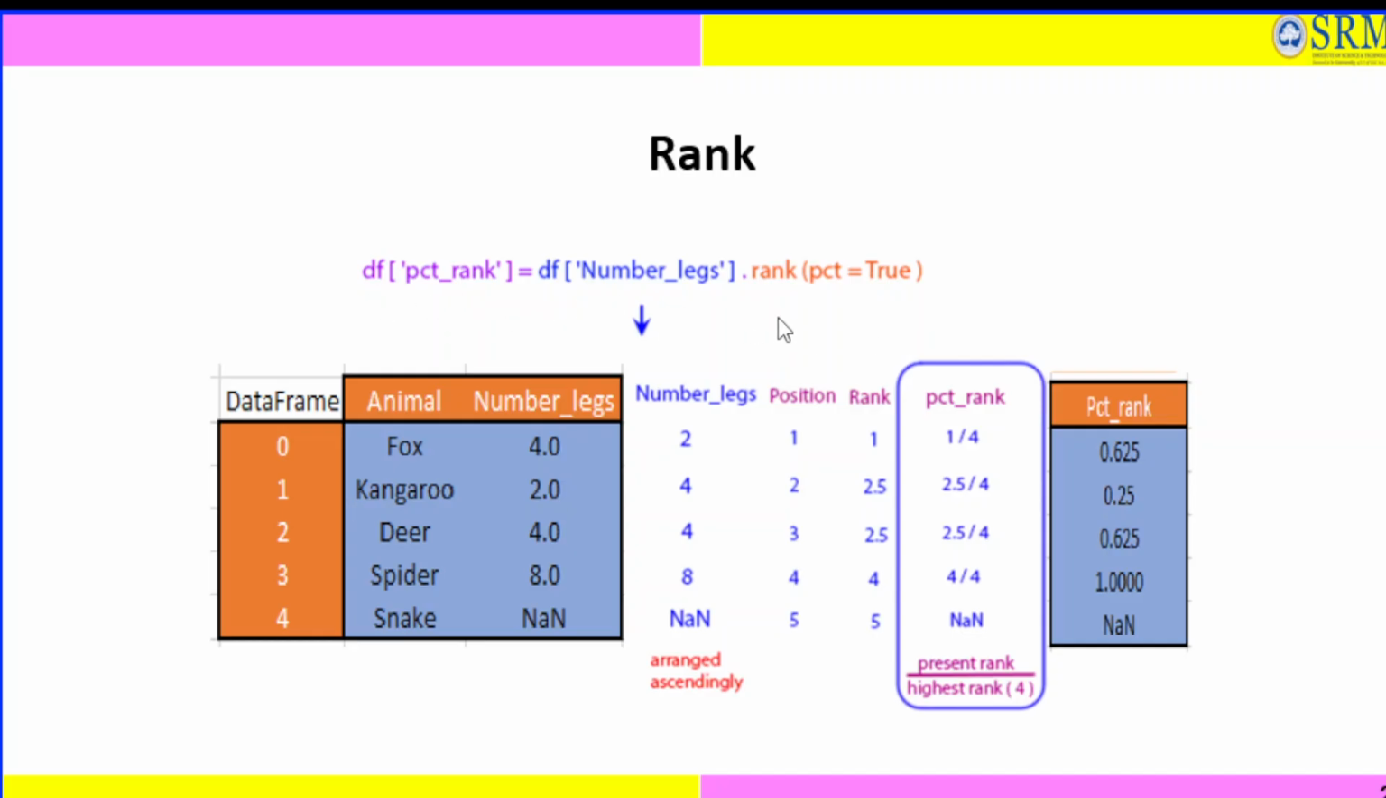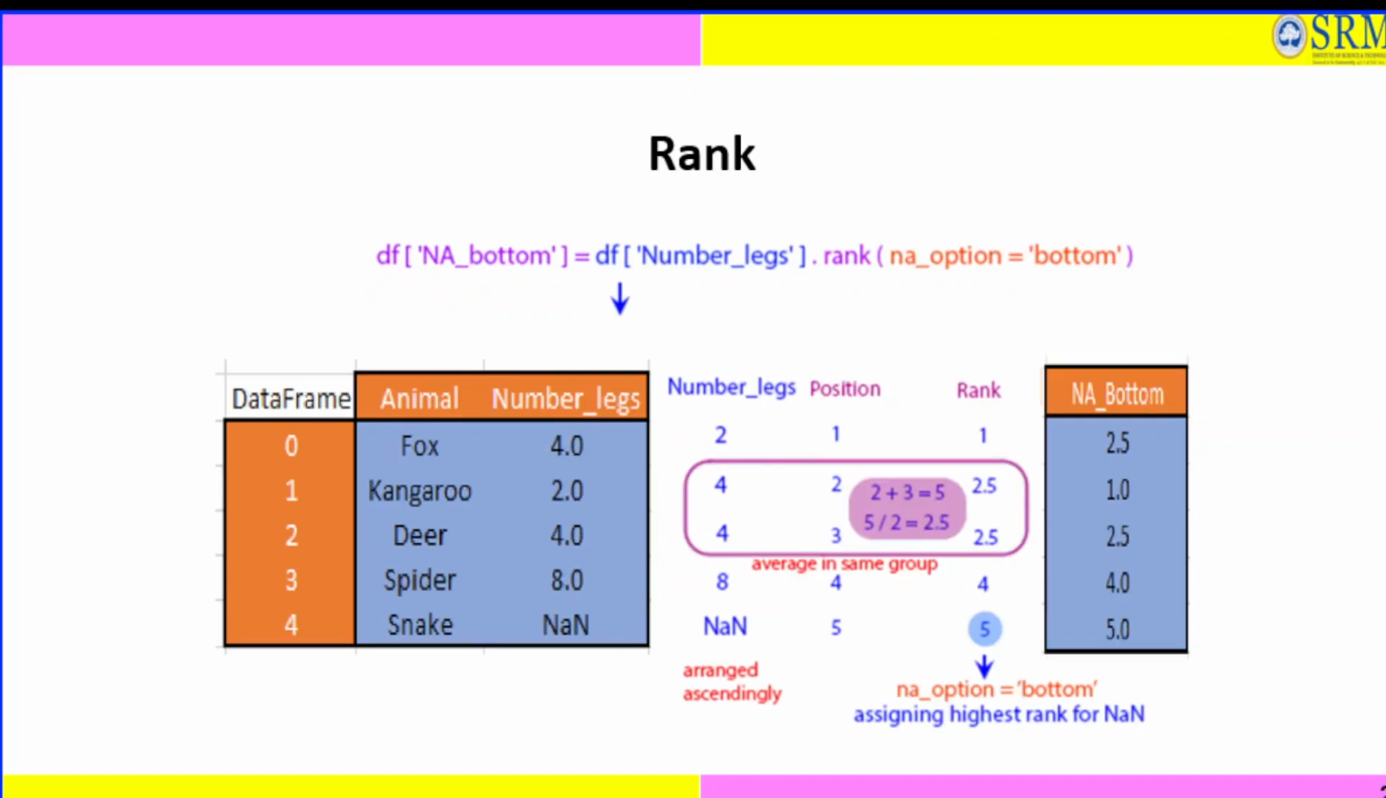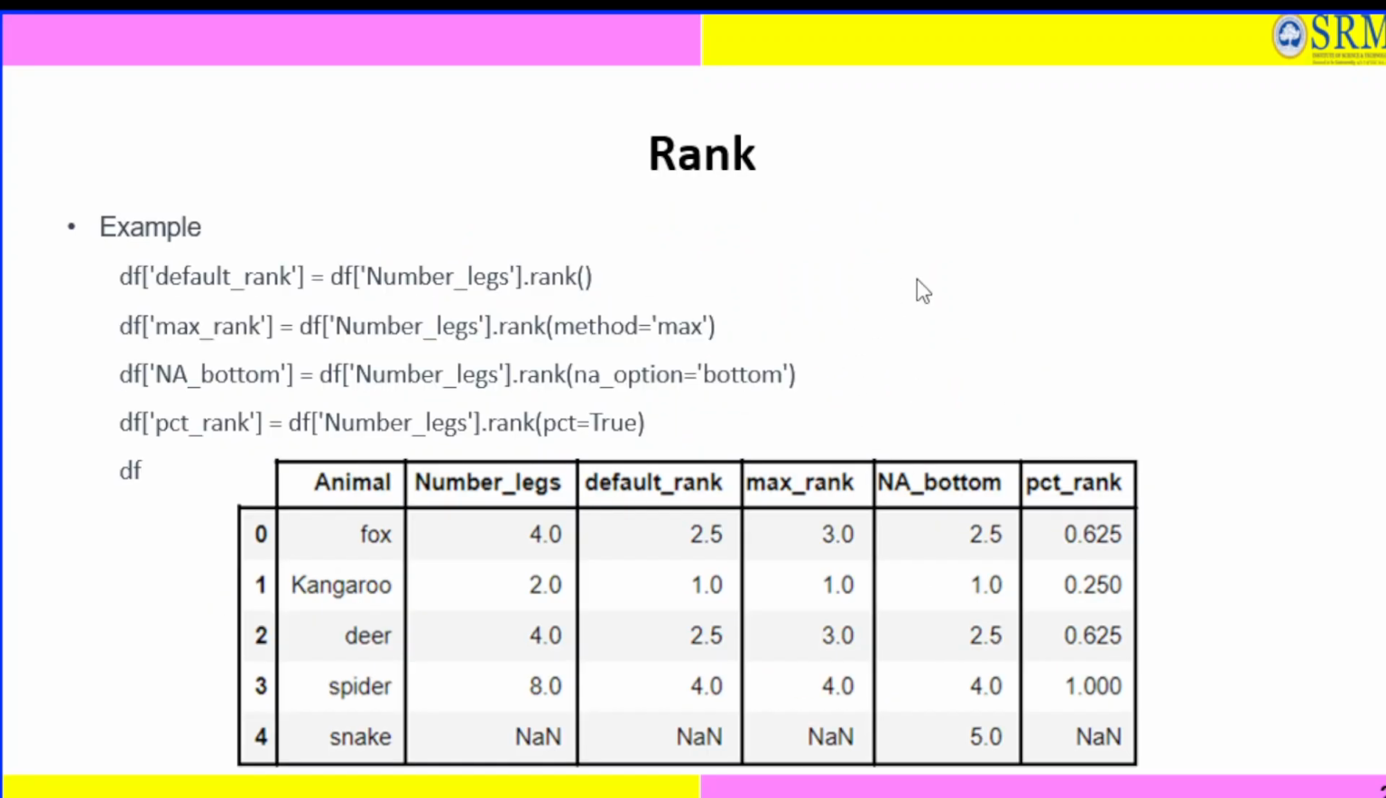Next, PCT is nothing but the percentage. How are we going to find the percentage rank? Based upon the number of values, it is going to find the percentage. We have already computed the rank in the default rank, and the same thing comes here. Now, how many total ranks are there? Based upon that, it is going to find the percentage. That is nothing but PCT equal to true. So this is how we obtain these four values.